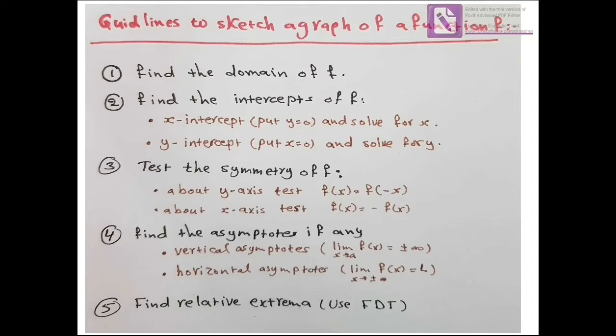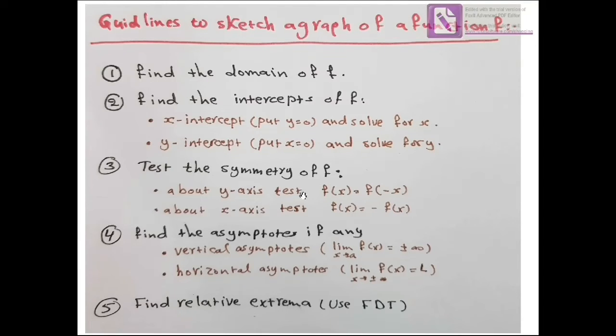So here I rewrite this guideline so you know how to find the domain. We have 5 steps. First one is find the domain. Second is to find the intercepts. For the x-intercept, set y equal to 0 and solve for x. For the y-intercept, set x equal to 0 and solve for y.